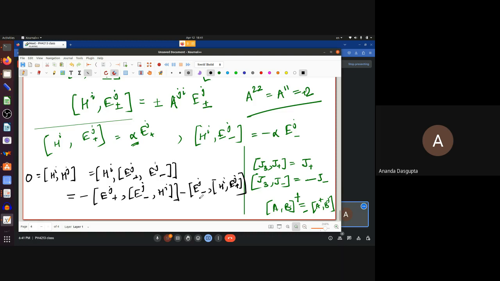And now, if I've already assumed this, [H_i, E_i plus] is alpha E_i plus. And let's say I don't assume this is minus alpha, let's say it's beta. Then let's see what this tells us. How much is this? So it's beta minus beta minus minus beta. It's minus beta, right?